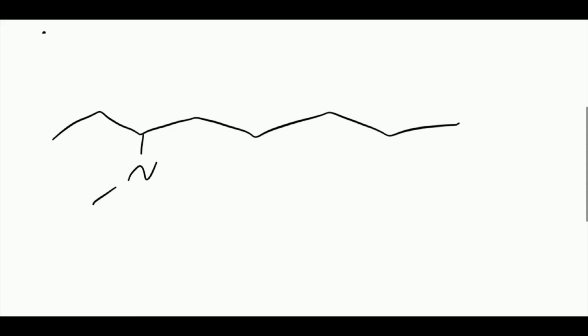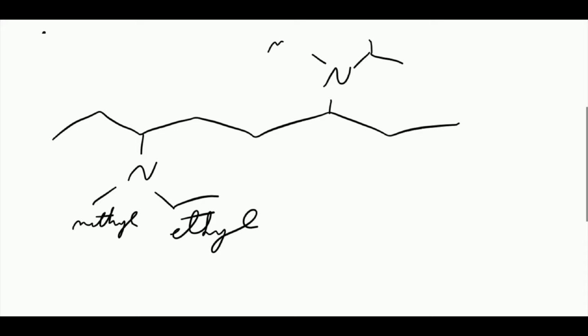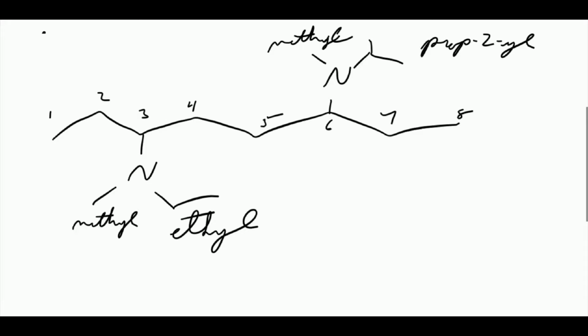Now, if you have multiple amines, that's not even a problem. So, in some ways this is a nice simple chain, in some ways it's a little complicated. So what we have here is a methyl, ethyl, methyl, and prop-2-yl. And then this chain is 1, 2, 3, 4, 5, 6, 7, 8 carbons long.